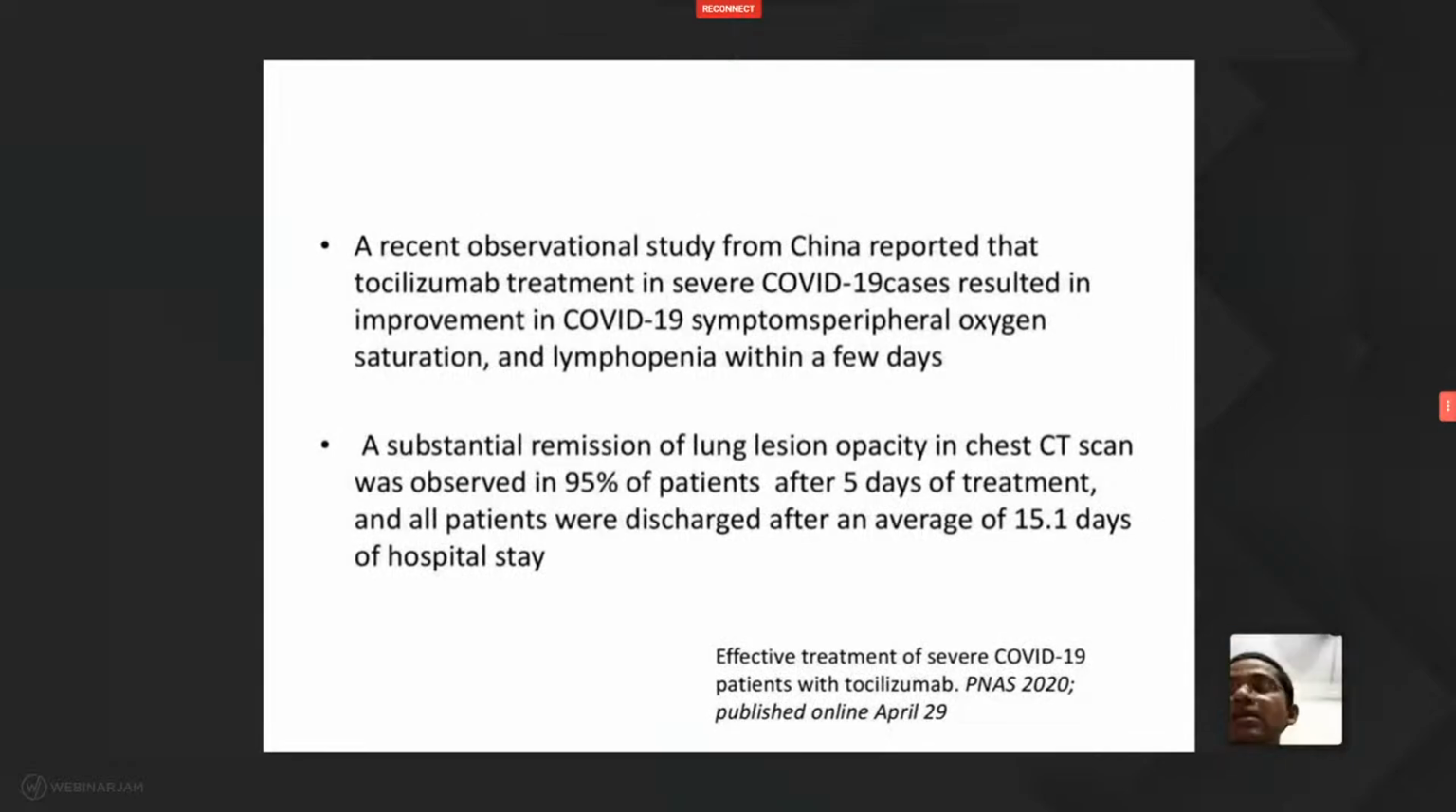There are many observational studies. I have quoted this study. The sample size is not very large, but this study shows the beneficial effect of tocilizumab. It is an observational study from China on tocilizumab treatment in severe COVID-19. It improved symptoms, oxygen saturation, and lymphopenia in a few days.